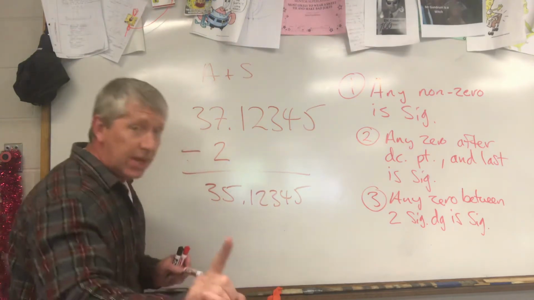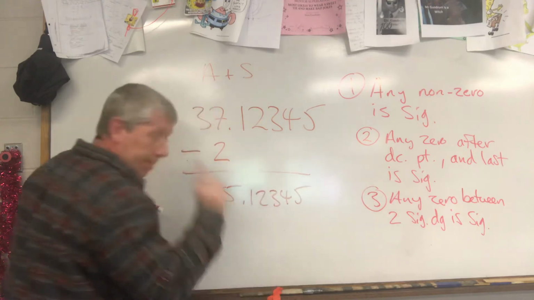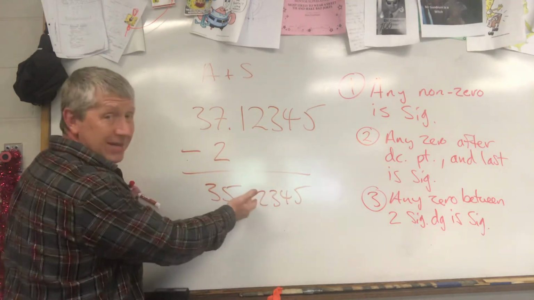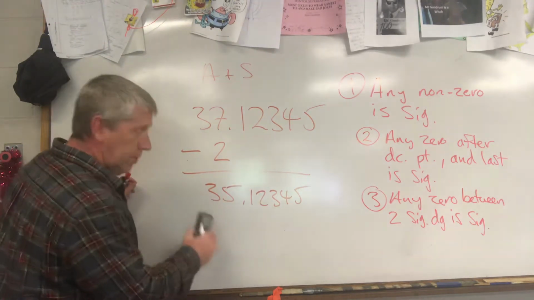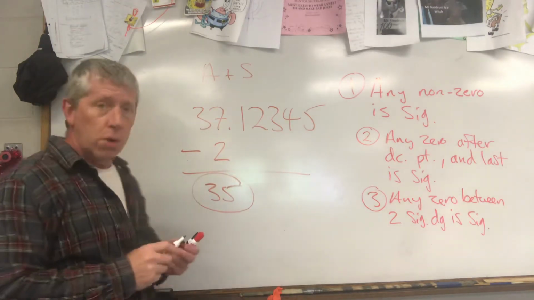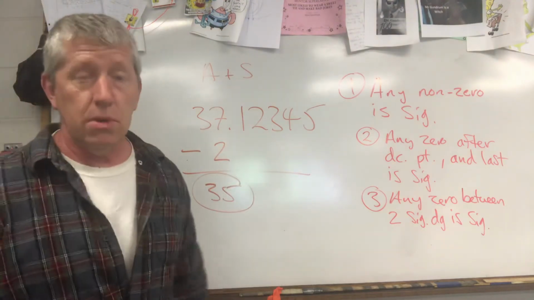Now I'm just going to get rid of this. This is going to be 35. Get rid of all this. But check to see if this 5 would round up. If this was a 6, 7, or an 8, that would round it to 36. But it's a 1, so it does not round it. So all this just goes away. And that's how I will report the correct answer with the correct amount of significant digits.